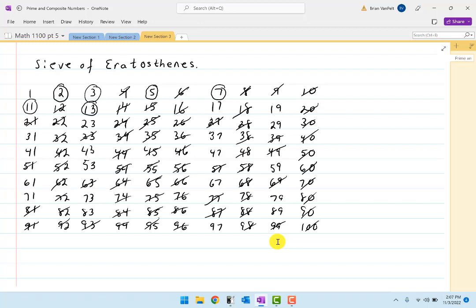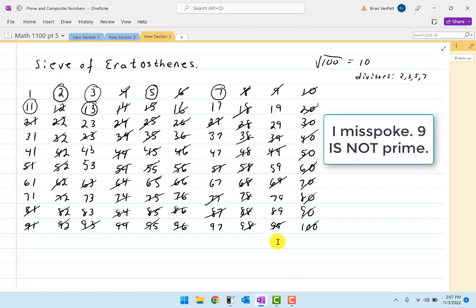13. If you take the square root of 100, that equals 10. That means I only needed to check the divisors up to 10 of prime numbers. So the possible divisors that I would have tried up to 10 were 2, 3, 5, and 7, because 9 is not prime. So any numbers remaining are prime numbers here.